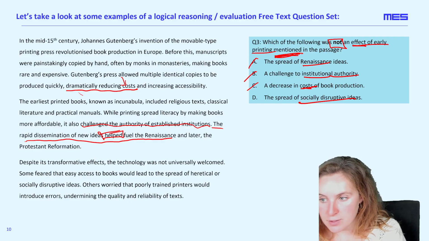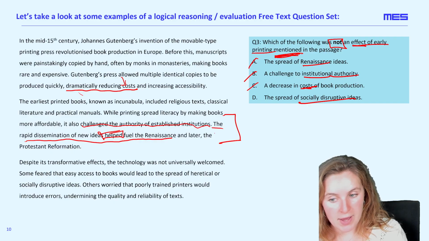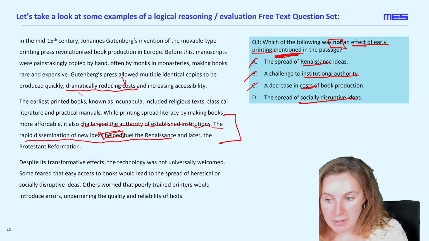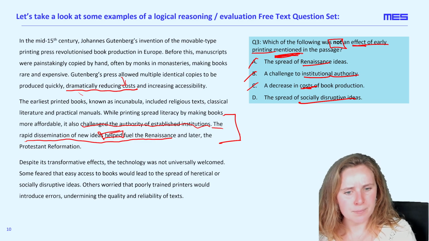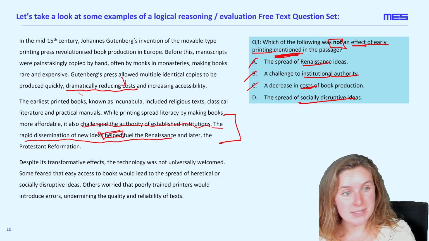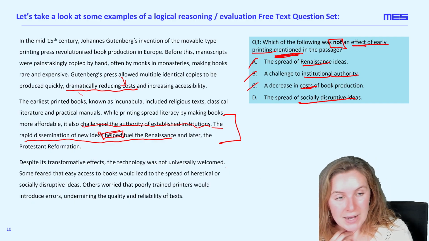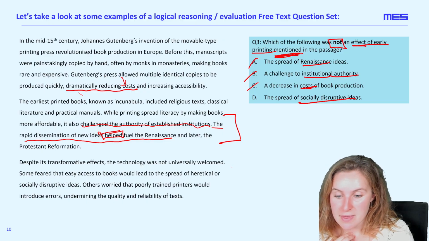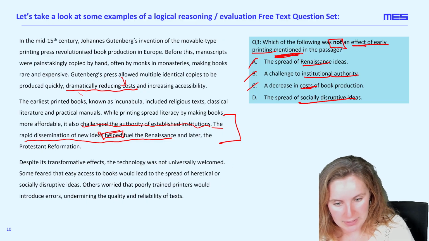The spread of socially disruptive ideas. Now, we know that ideas in society were spread based on this. So we might have thought, oh yes, this must be right. The spread of socially disruptive ideas like the Renaissance and like the Protestant Reformation, which disrupted the zeitgeist and the mentality and the culture of the moment. But it's not saying that quite, because take a look down here.